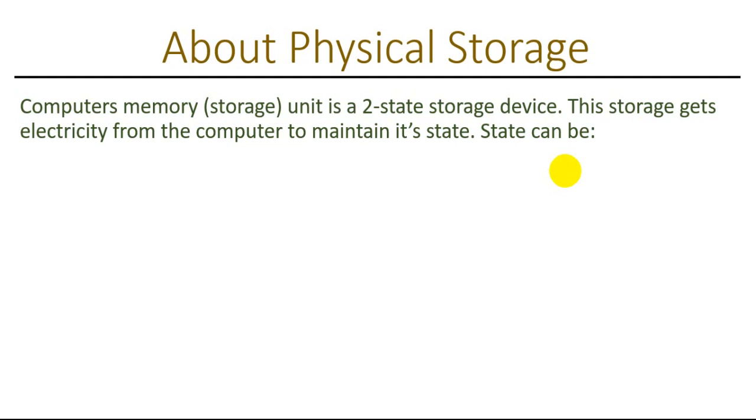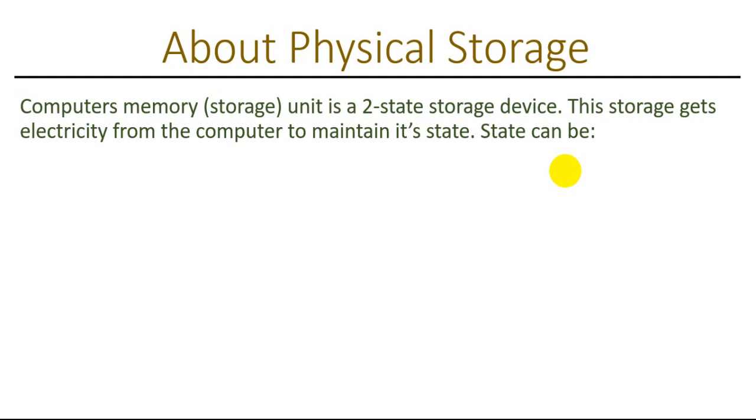This storage gets electricity from the computer to maintain its state. It has to stay in one state or another state. How that happens inside the computer's memory is because of the electricity. When you switch on the computer, the power is there, and using that power, these devices keep their state. If they are kept at one state, they stay at that state. If they are kept at the other state, they stay at that other state. So the managing of the state happens using electricity.